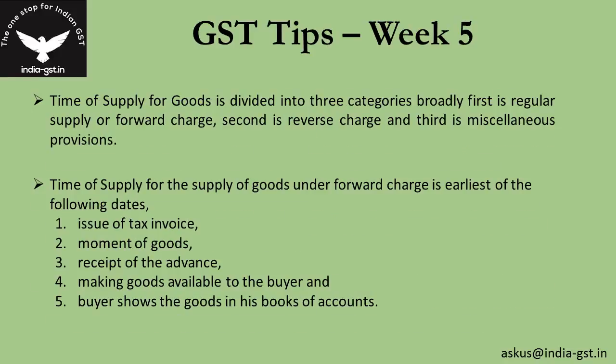Time of supply for goods is divided into three categories broadly. First is regular supply or forward charge, second is reverse charge, and third is miscellaneous provisions. Time of supply for the supply of goods under forward charge is the earliest of the following dates: issue of tax invoice, movement of goods, receipt of the advance, making goods available to the buyer, and buyer showing the goods in his books of accounts.